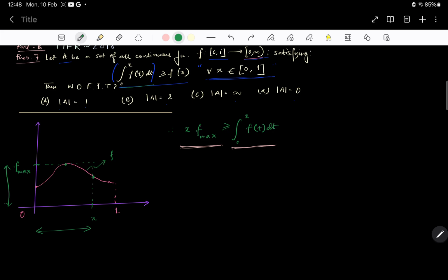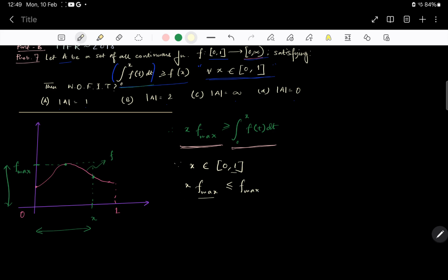Now observe one more thing. Since x belongs to 0 and 1, x multiplied with f max is actually less than or equal to f max. Because we know that if we multiply some number by a number less than 1, it actually reduces the original number. Since we have 1 and x can also be 0, we can use the equal sign.